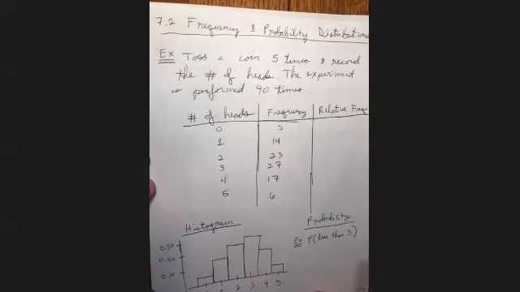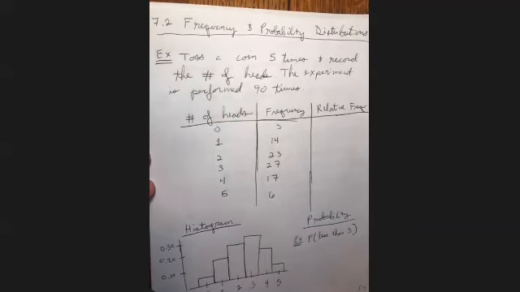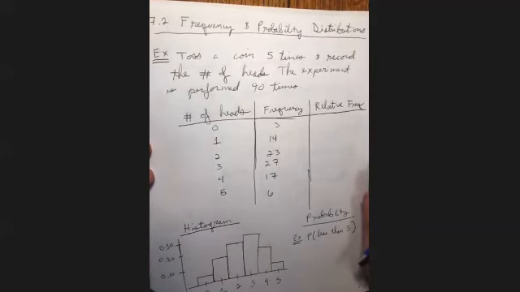Here we are diving even deeper into our survey of statistics. And today we're going to look at section 7.2, where we're talking about frequency and probability distributions, as well as something called random variables. So let's dive right in.